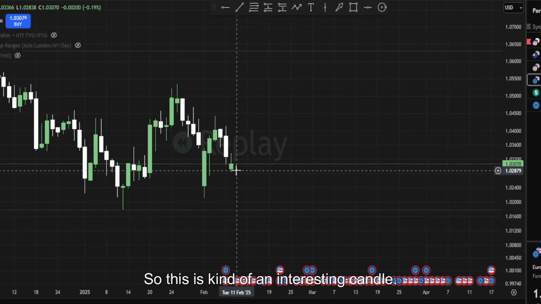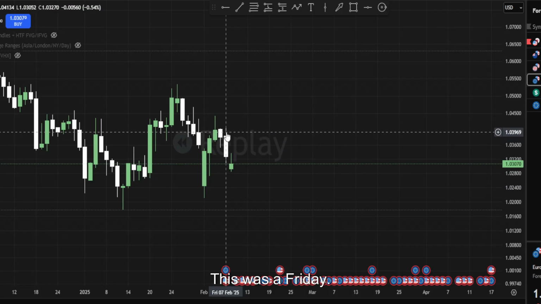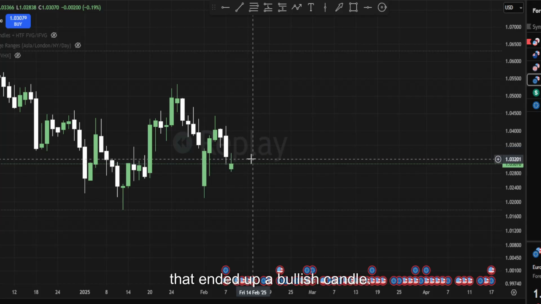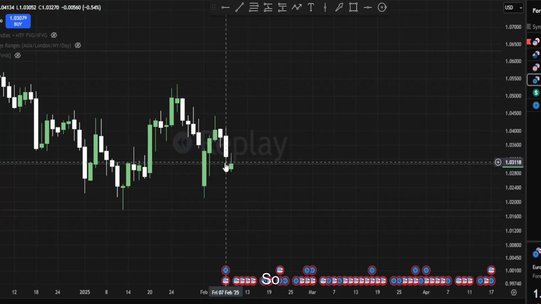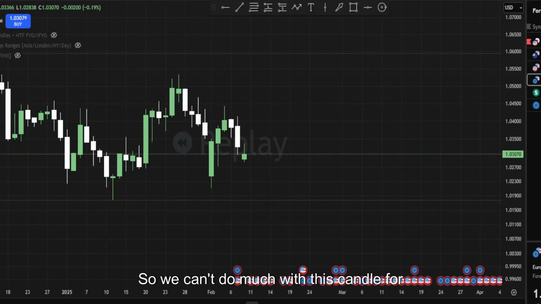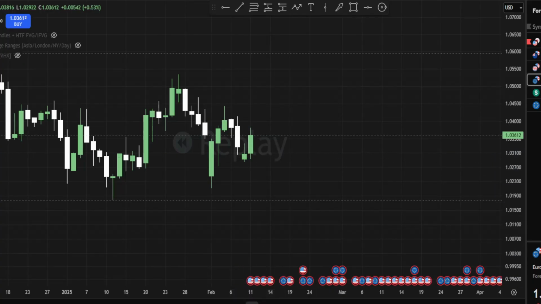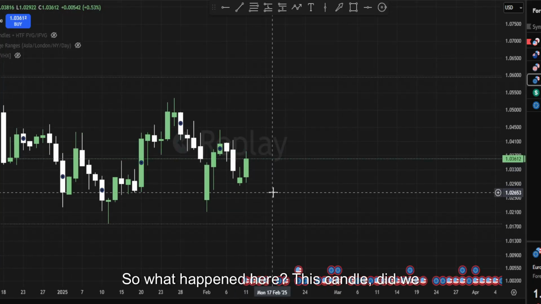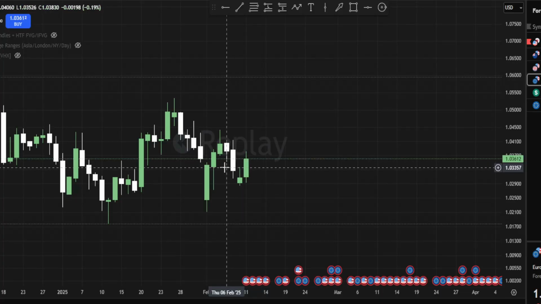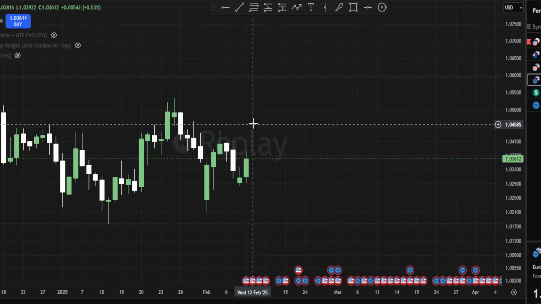So this is kind of an interesting candle. This was a Friday. So this Monday candle, we actually got a gap down that ended up a bullish candle. Slightly odd. So we can't do much with this candle for the following day. So we'll just wait. So what happened here? This candle, did we close above the previous day high? We did. So we will expect a continuation on the following day.